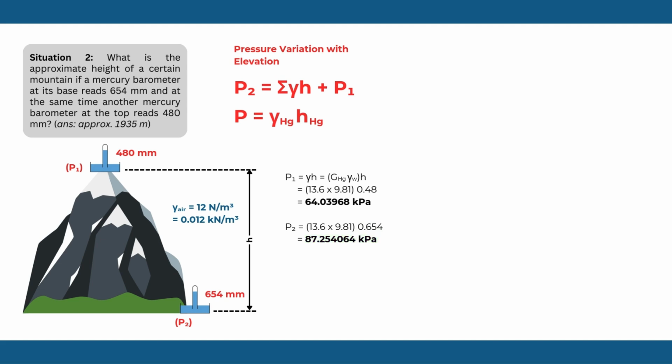Now that we have our P sub 1 and P sub 2, salpak na lang natin sila sa pressure variation equation natin together with the other solved variables. And solving for the value of H, we would be able to determine the height of the mountain, which is 1,934.5163 or approximately 1,935 meters. So once again, we have finally solved another situation.